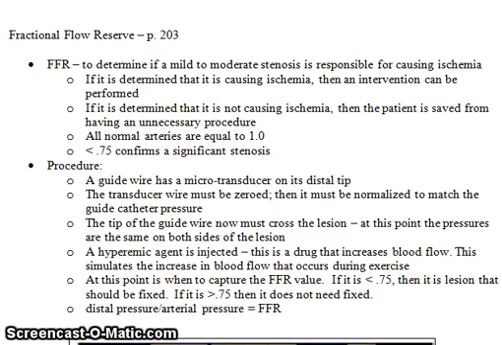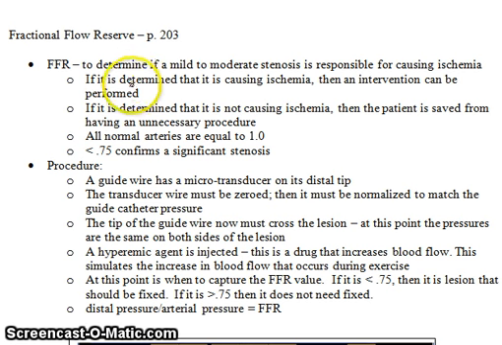Fractional flow reserve, or FFR, is used to determine if a stenosis is what's causing ischemia. So a patient comes in, they're having chest pain. Let's say we do an angiogram, we see a mild to moderate stenosis. Should we fix it or not? Well, is that what's causing the chest pain? Well, we could do FFR to find that out.